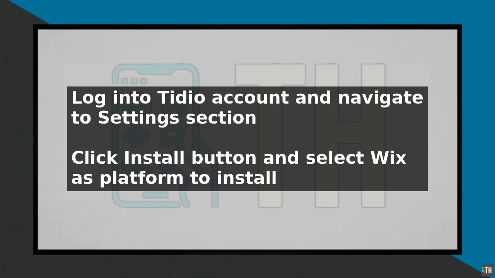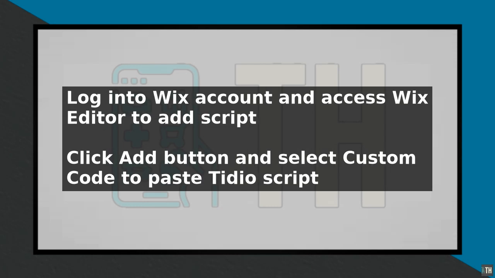functionality. To do this, log into your Wix account and access the Wix editor. Click on the Add button on the left side of the screen. Then select More from the drop-down menu. From the More menu, click on Custom Code and then click on the Add Custom Code button.